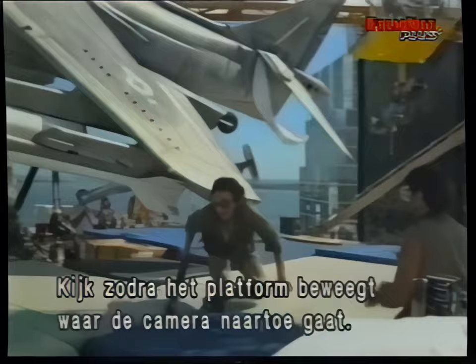The second the motion base starts, watch where the camera goes. I'm like off the plane.